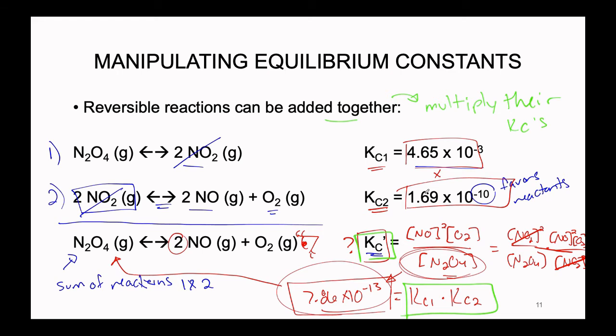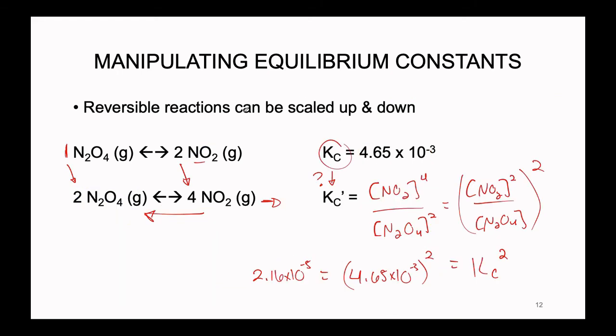Again, this is always going to be true no matter what type of equilibrium you are working with. If you add two reversible reactions together, you will multiply their equilibrium constants to find the new equilibrium constant for the new reaction that results from the two previous being added together.